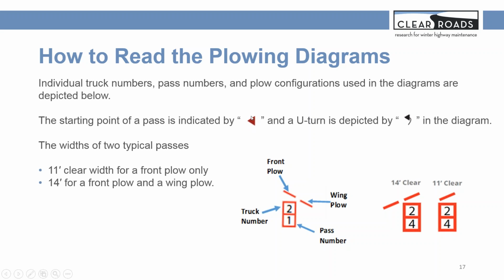We also have some notes, like the triangle to indicate the starting point, and the arrow to show the U-turn of this track. So this is how to read the diagram.